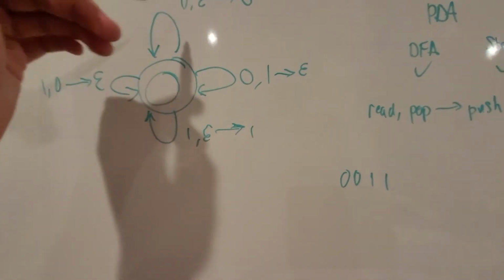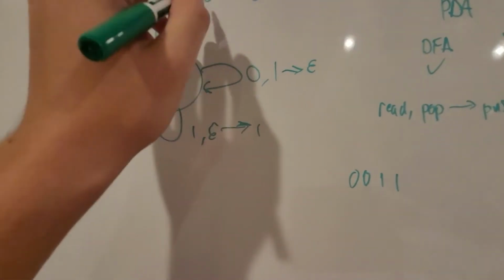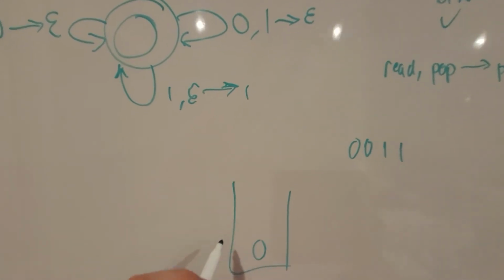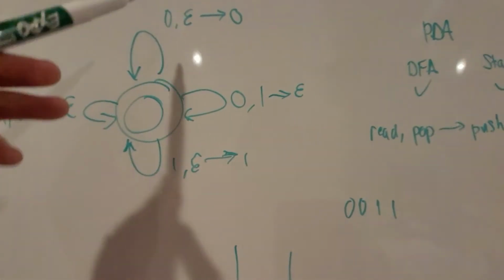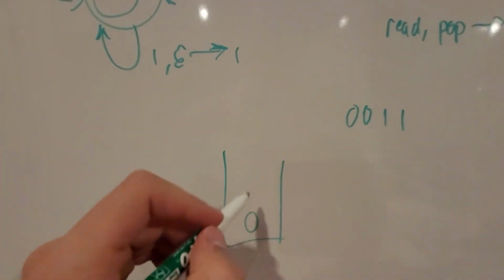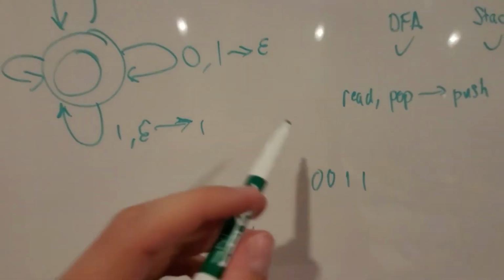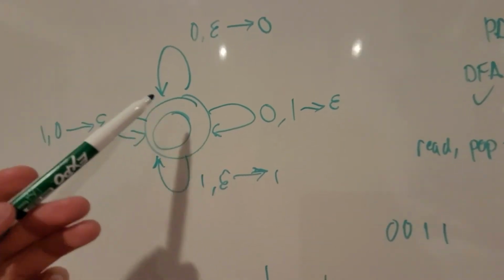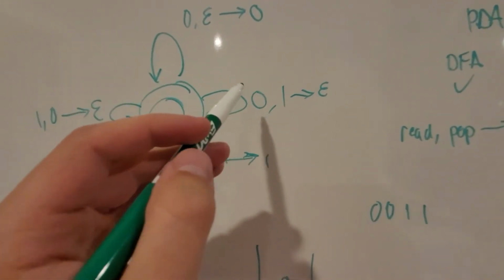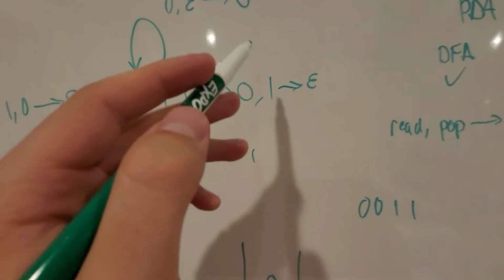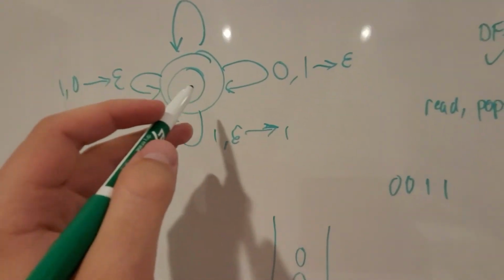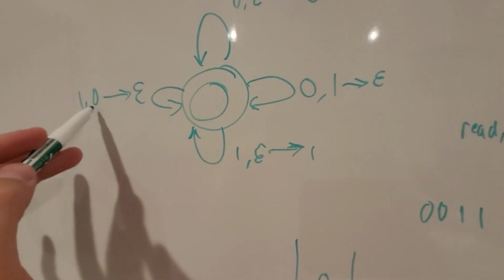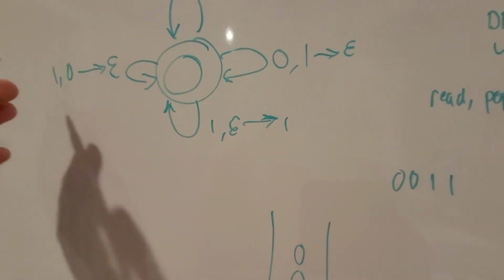So we start, we read a 0, we have nothing, and we push a 0 onto our stack. We read another 0, we put it onto the stack. And then we come in contact with this 1. Well, what do we do with a 1? The computer can choose, and it can choose to read the 1 that we see here. We read the 1, we pop the 0, and we don't do anything else.